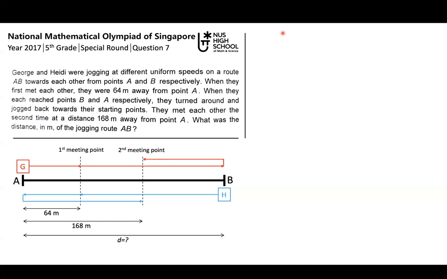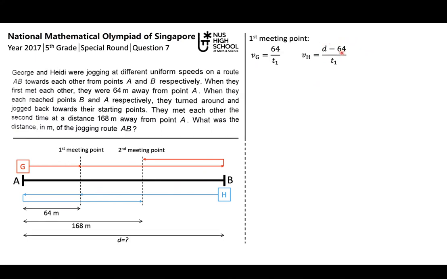Okay, let's see what happens at the first meeting point. George travels towards the first meeting point. George travels 64 meters, and let's say it takes him a time of t1 to travel this distance. So his velocity or his speed would be distance over time, which is 64 meters divided by t1. For Heidi, the distance now would be d minus 64.